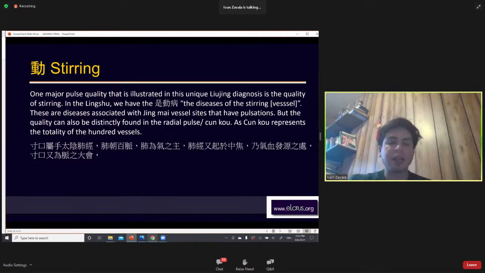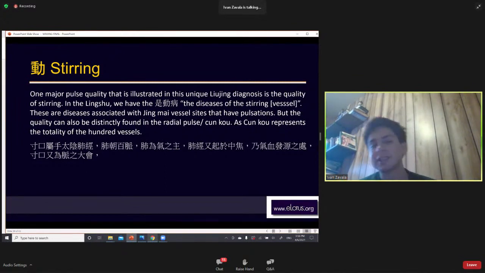Chunko is also the dahui, the great meeting place of the vessels. So that's one of the reasons why Chunko is saying, well, I don't need to necessarily touch all these vessels to find all these pulsations. I could find all these pulsations in here, right? So that's another argument of these authors.